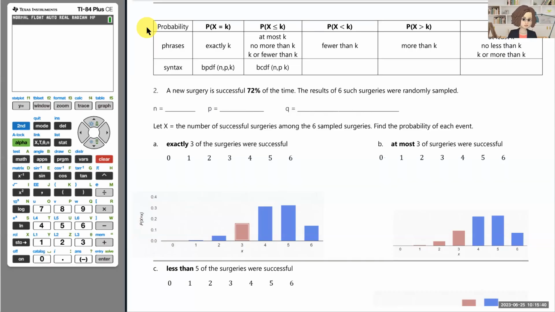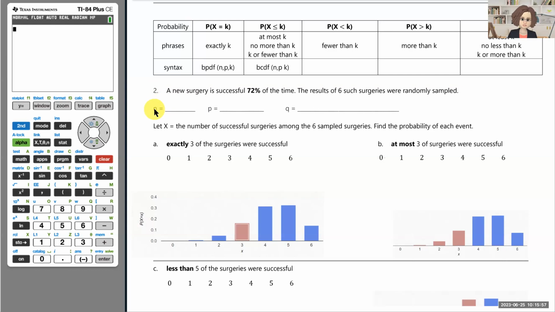Welcome. We're now ready to take a look at 5 cases of finding probabilities involving a binomial random variable. So let's jump in with this example. A new surgery is successful 72% of the time. The results of 6 such surgeries were randomly sampled.